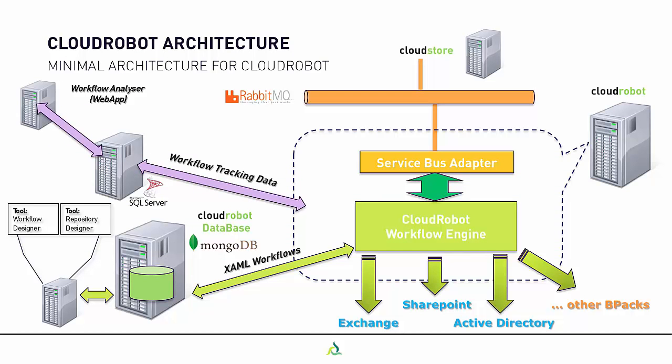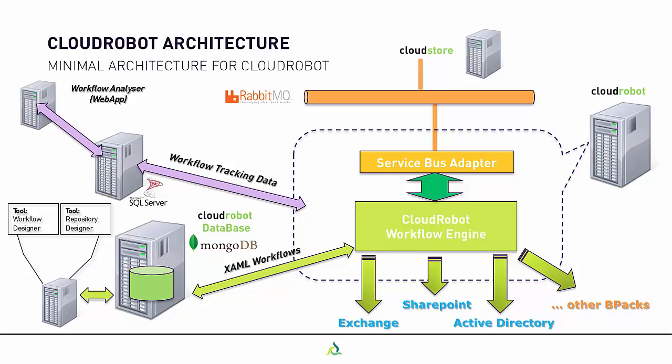But how it is in the back end? Well, this is a good picture that shows you a little bit more about the infrastructure. The heart of the solution always uses a service bus. And this service bus is RabbitMQ. So Cloud Store, CloudRobot, they use this particular bus to communicate to each other.